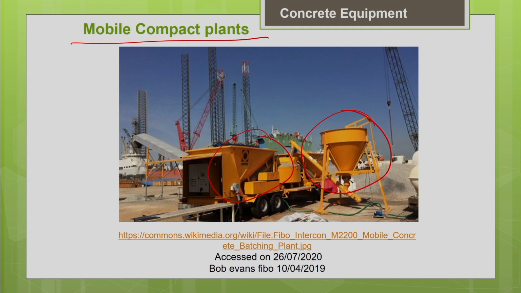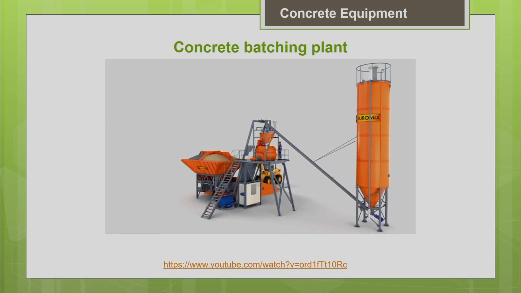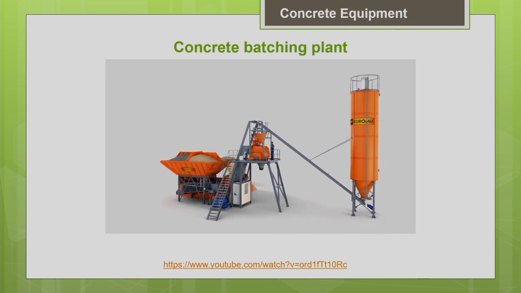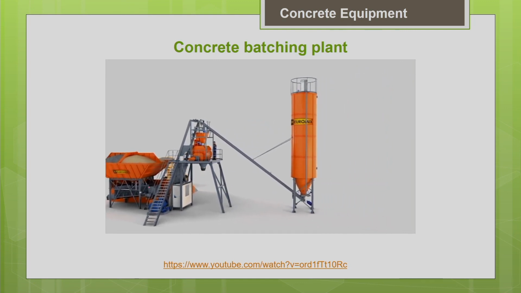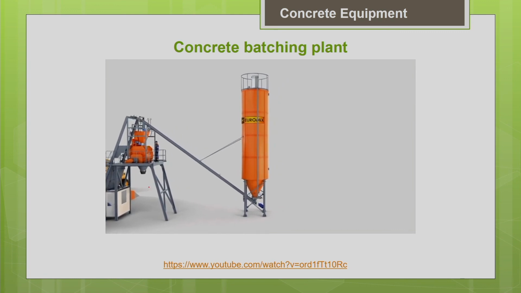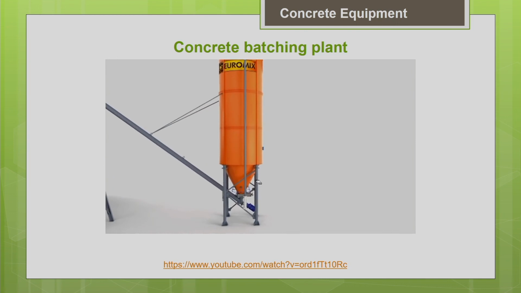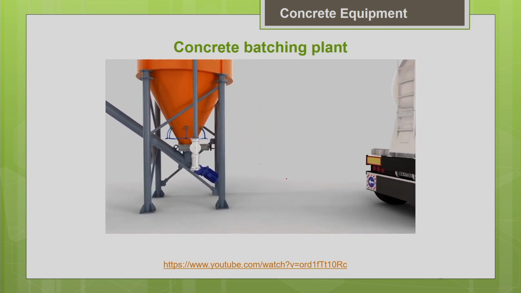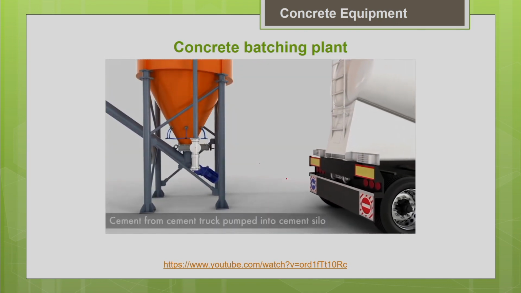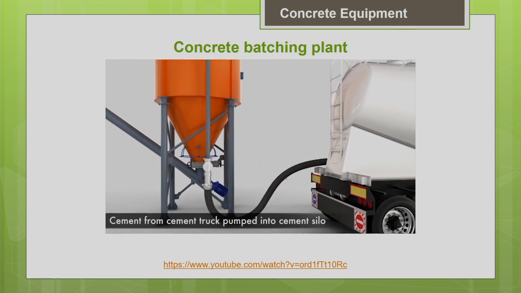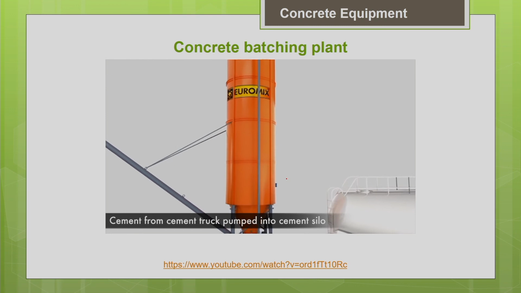Now, let us watch a video of how the concrete is manufactured in the concrete batching plant. This is an animated video. You can see that these are the aggregate storage bins. This is your cement silo. You can see the cement silo. Your cement from the cement truck is being pumped into the cement silos.